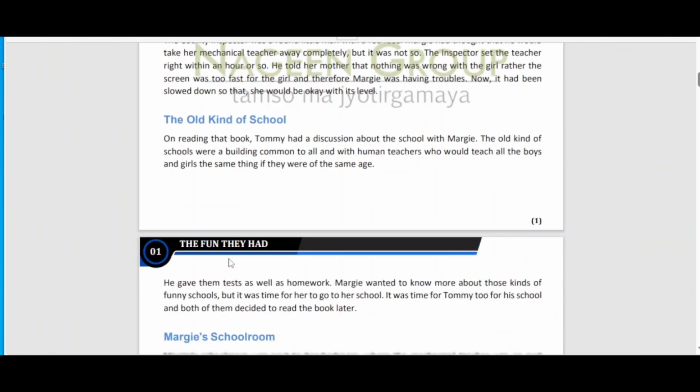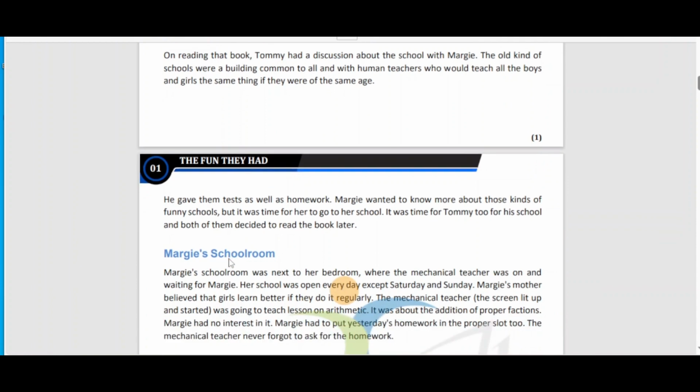Next, he gave them tests as well as homework. The human teacher, what was their duty? They came into the school and checked the homework, making sure that students had done it, and after completing the homework, they usually gave them a test.